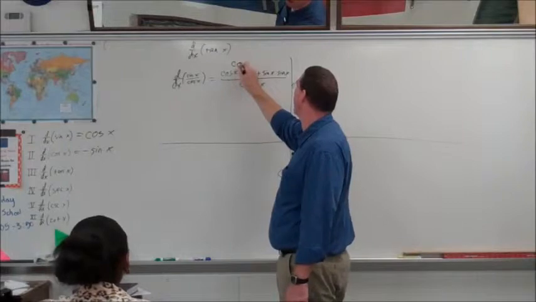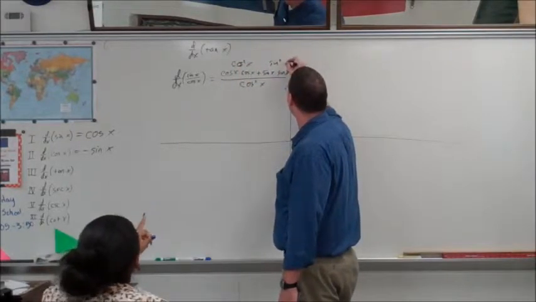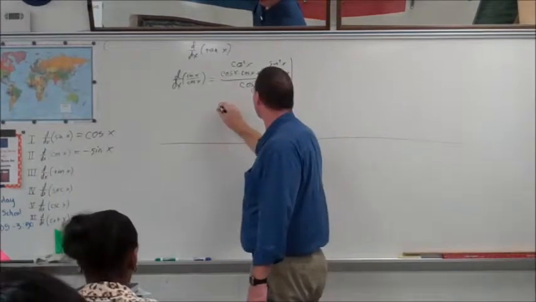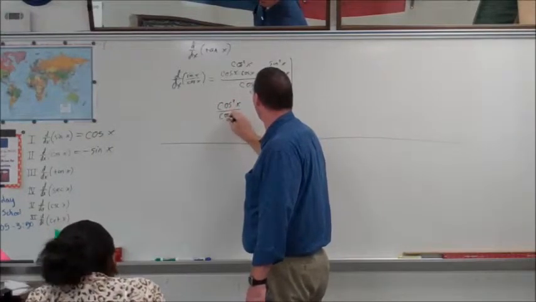This is actually cosine squared. And this here is sine squared. Okay, that's right. We're getting there. Now we're going to turn this into 2 fractions. Cosine squared of x over cosine squared of x.